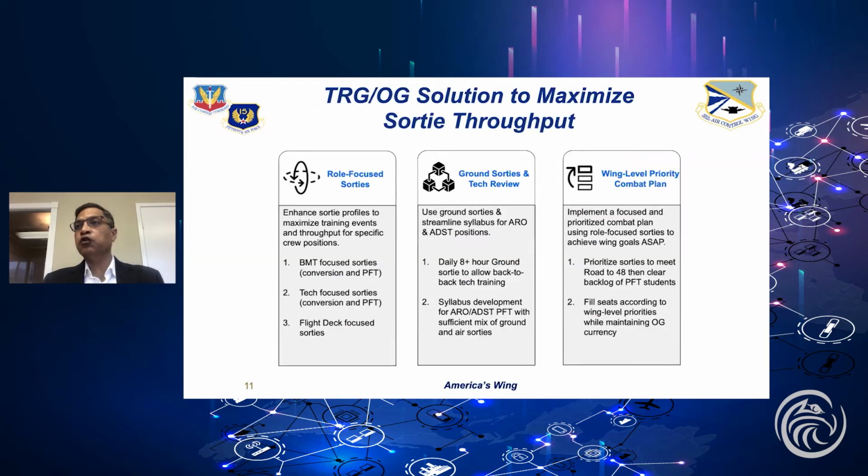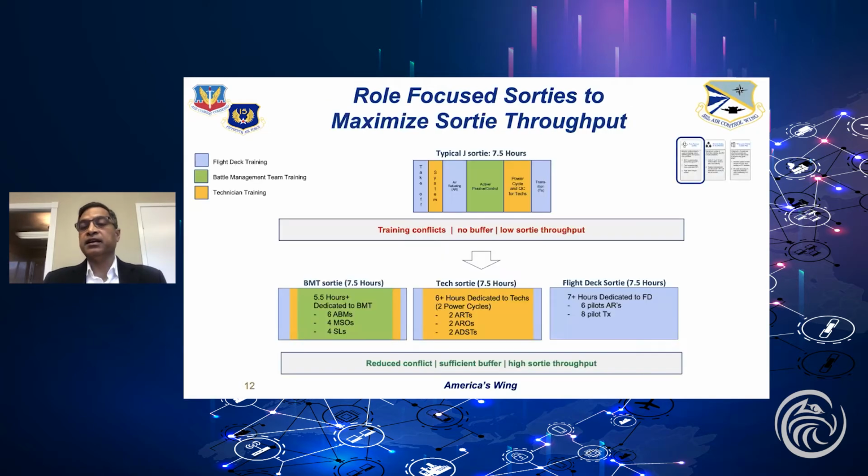Let me talk about a few of the core elements of the exploiting the constraint strategy. They are role-focused sorties, ground sorties, and the WIP combat plan. Okay. The role-focused sortie transformed the way the wing decided on the sortie profile. Let me explain how. If you look at this slide, the light blue portion is the training for the flight deck: the pilots, the co-pilots, the navigators. The green part of the sortie is for the battle management team, and the T is for the technicians.